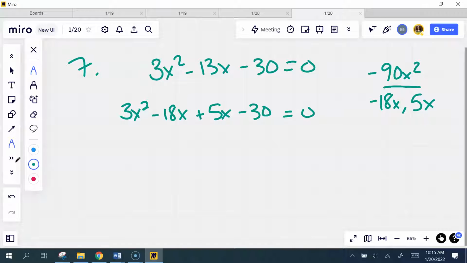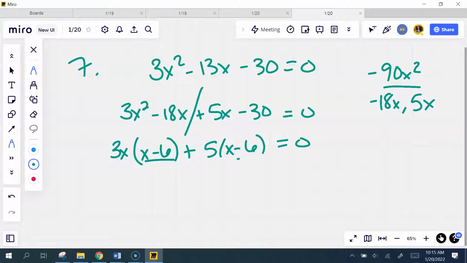What can you take out of the first two? 3x. What's left? X minus 6. The middle sign stays. How about the last two? What can you take out there? 5. And what's left? Good job. X minus 6 is the repeated factor there, so that's what I'm going to pull out. I have x minus 6 times 3x plus 5.